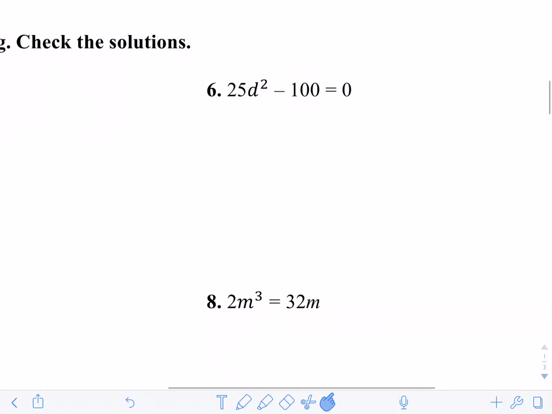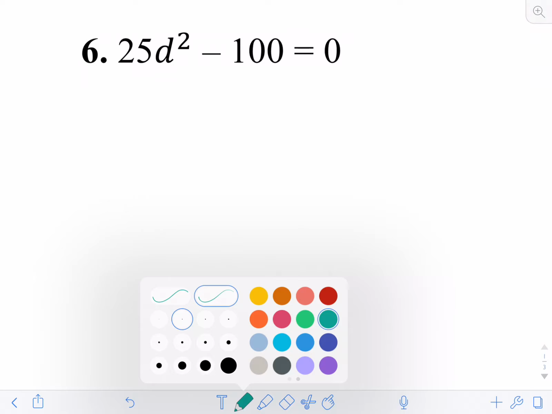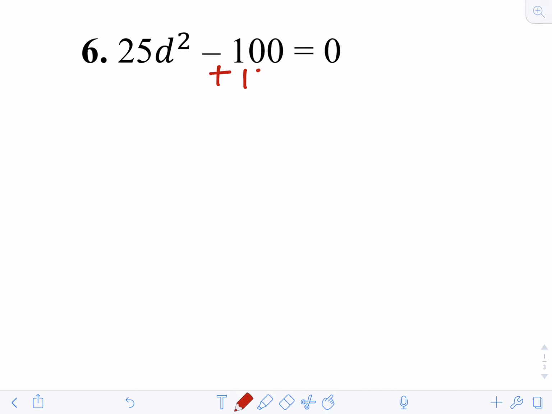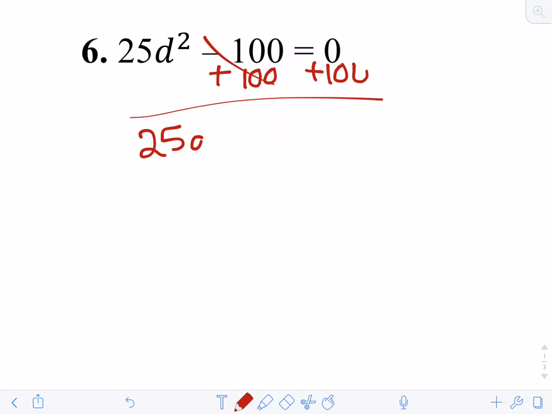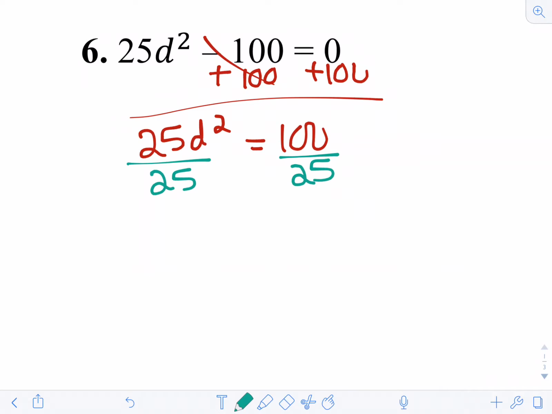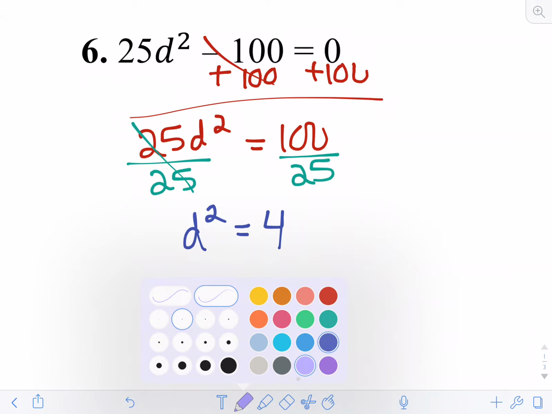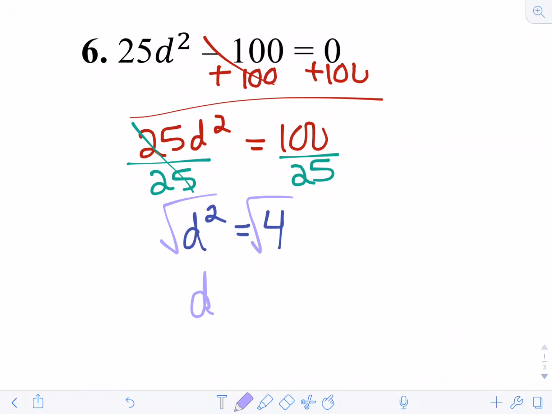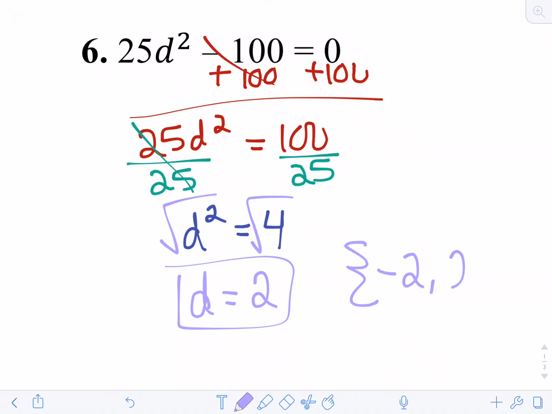All right, let's look at number 6. So again, we're solving for the variable. On these problems, we're going to add 100 to both sides. So we have 25d squared is equal to 100. To get d by itself, we're going to divide both sides by 25. So you have d squared is equal to 100 divided by 25, which is 4. The last thing you need to do is square root both sides. So you get d is equal to the square root of 4, which is 2. Again, when you take a square root, it can be negative or positive. So really we have two answers.